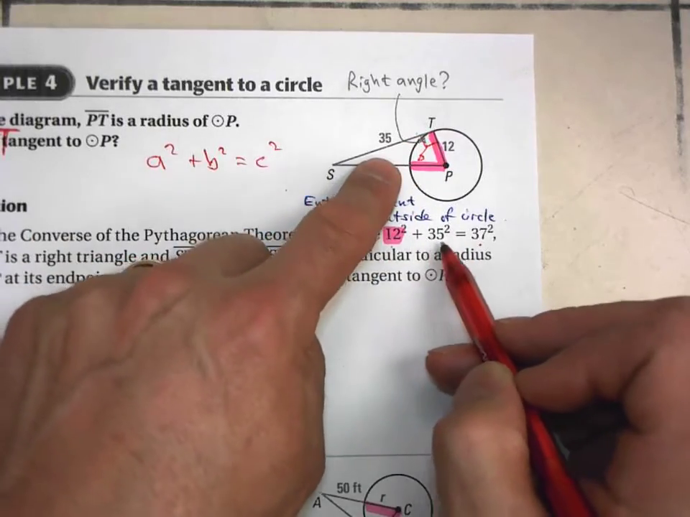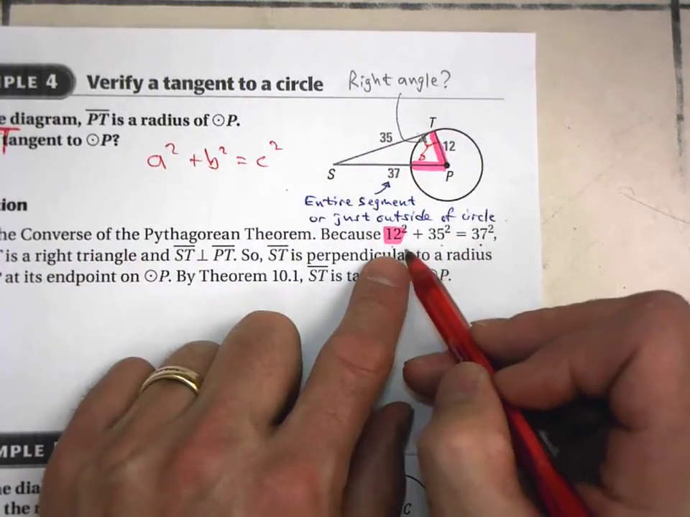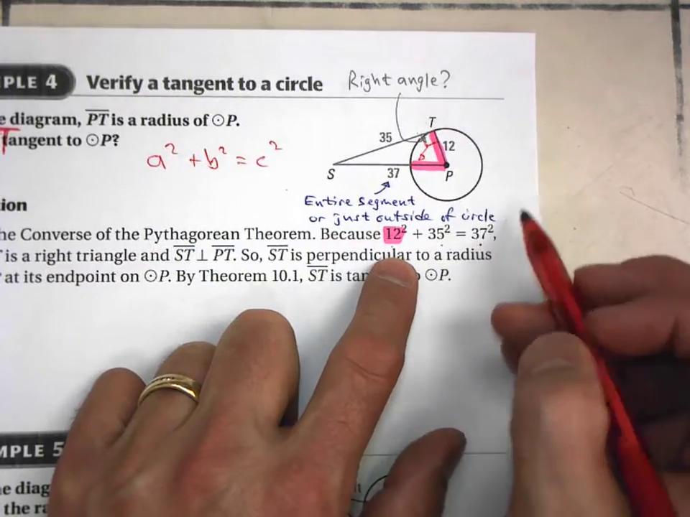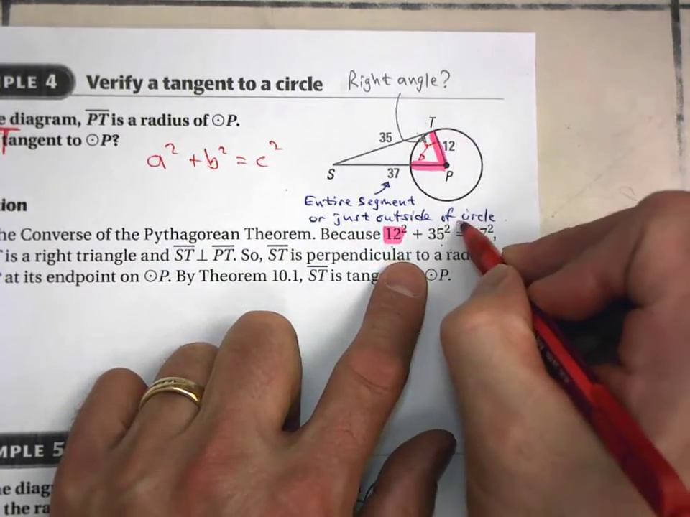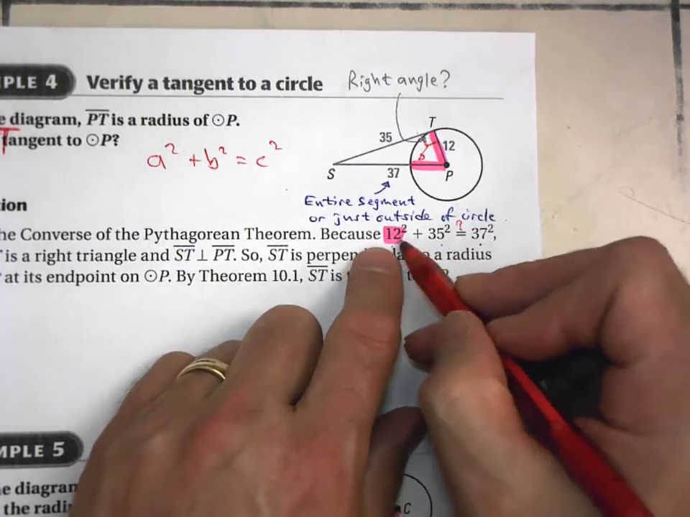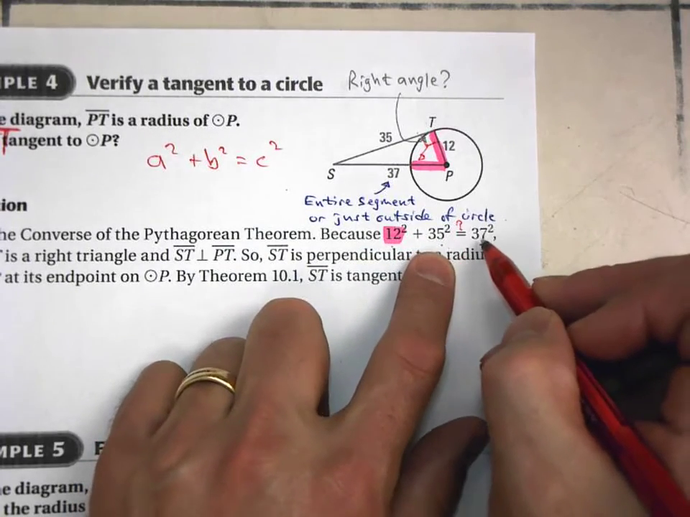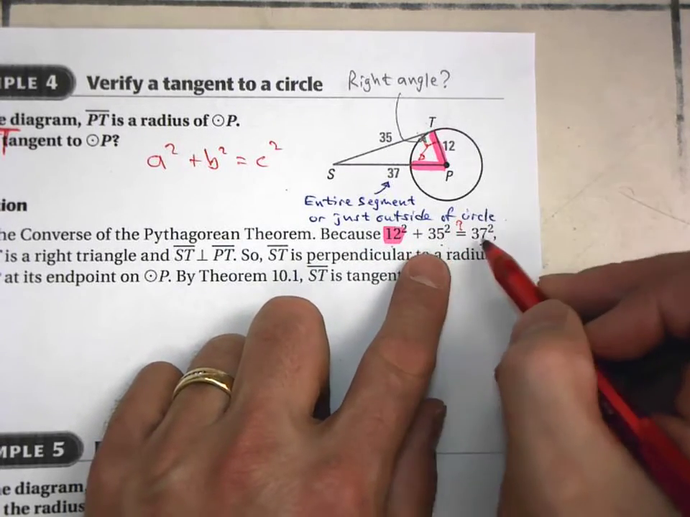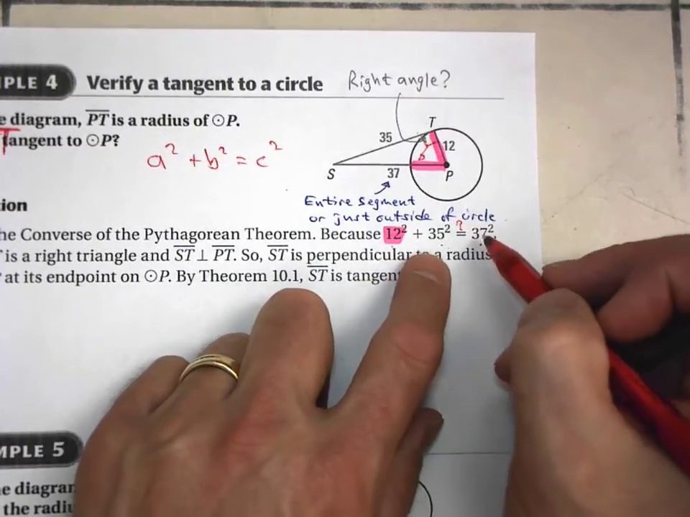A, and 35, let's put that in for B. And if we were to crank the numbers on this, we would see that yes, indeed, first we're asking the question, is 12 squared plus 35 squared equal to 37 squared? And if you plug it into your calculator, you realize that yes, it is true.